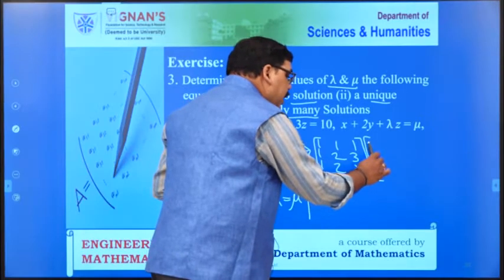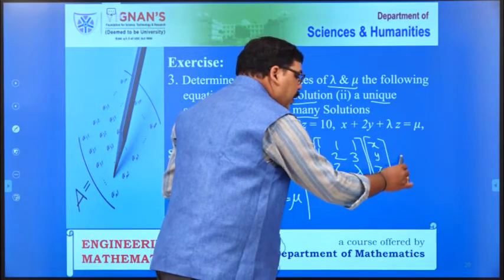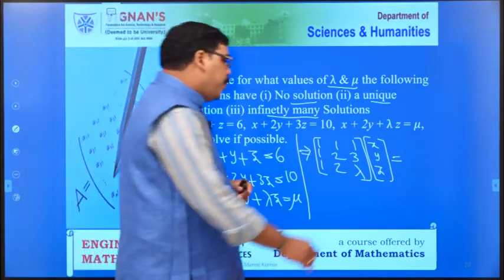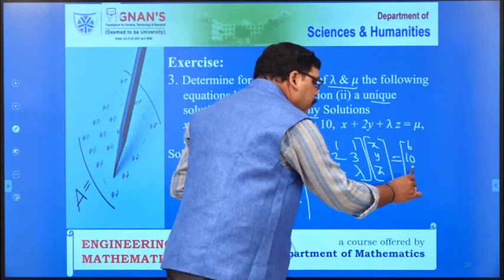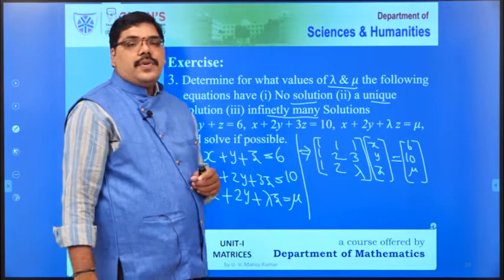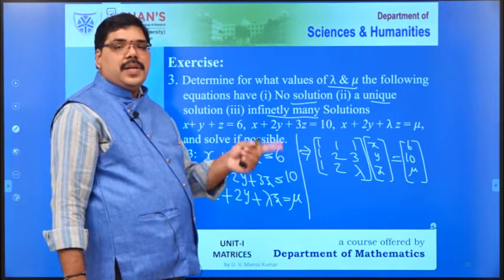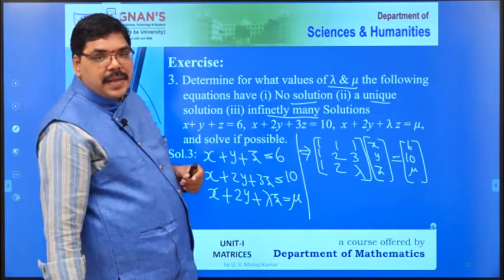How many variables are there here? X, Y, Z equals to constant matrix 6, 10, mu. So after writing the given system of equations into matrix form, write what is A, what is B, and also write what is the augmented matrix. What is the augmented matrix here?